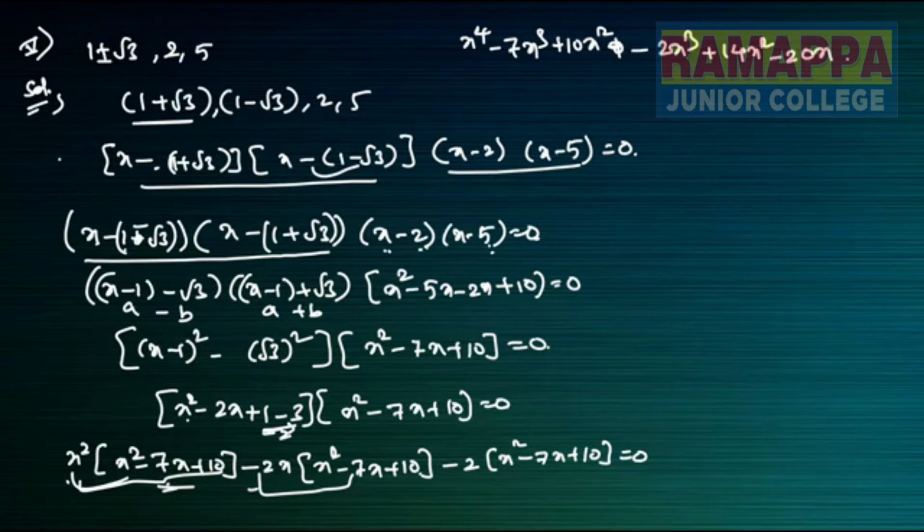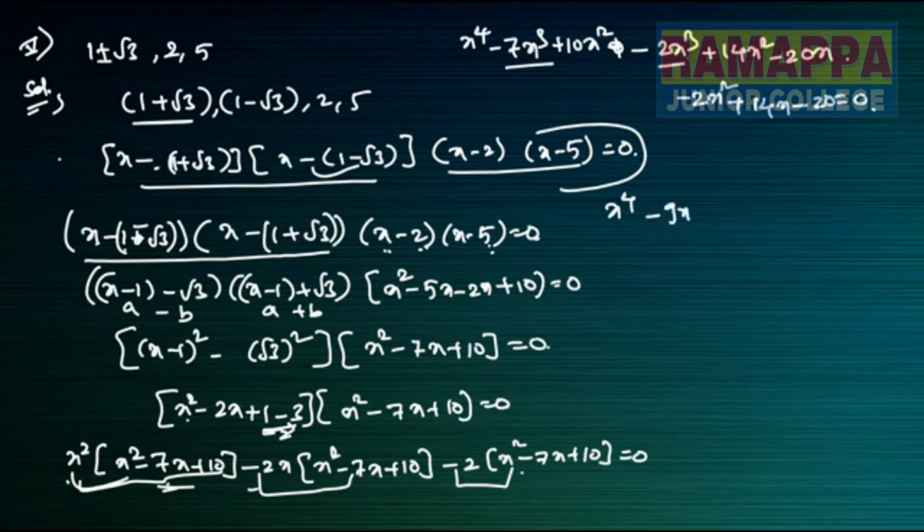Got it? So here minus 2 there. Okay. So minus 2 into x square minus 2x square plus 14x minus 20 here is equal to 0 will come. So lastly the answer is x to the power of 4. Here minus 7x cube minus 2x cube is equal to minus 9x cube. Minus 9x cube will come.